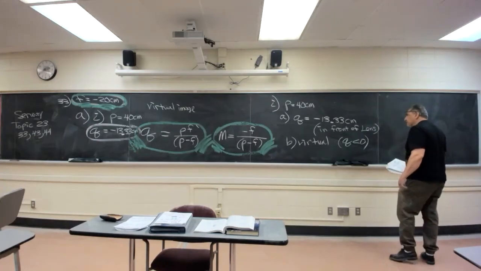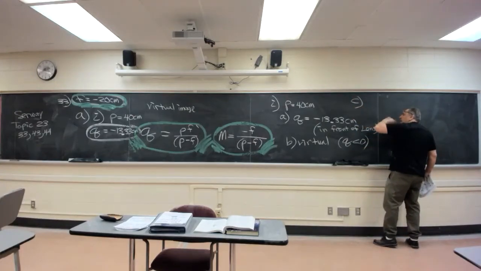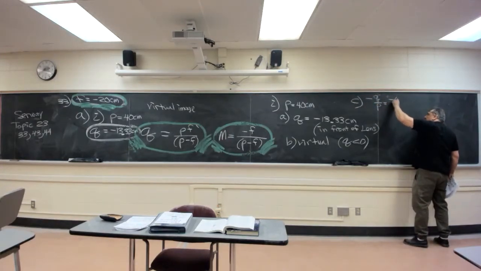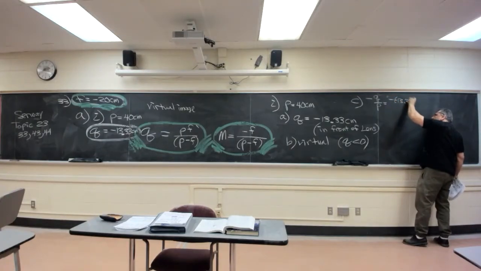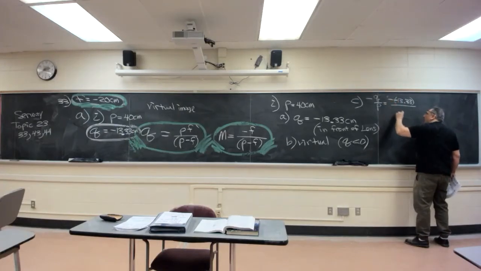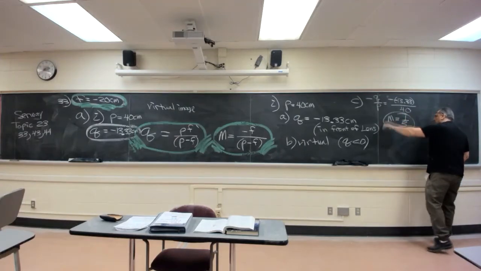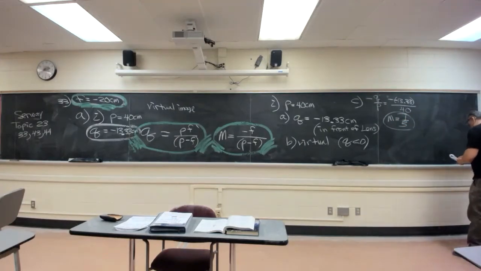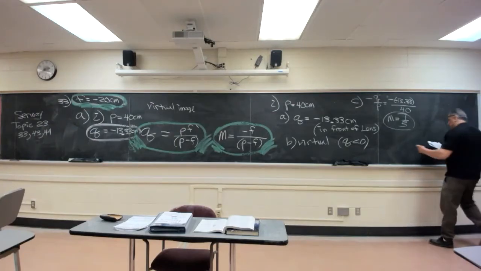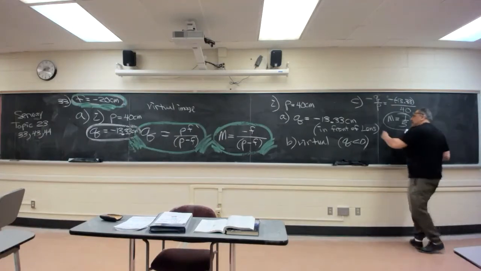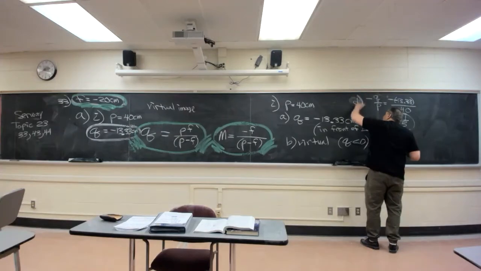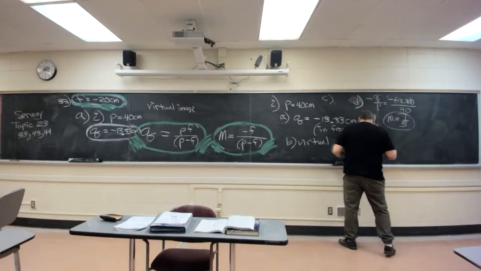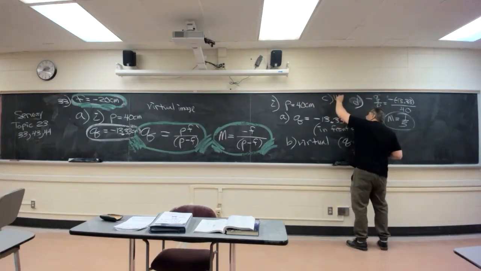C, the magnification is negative Q over P. The opposite of negative 13.33 over 40, the opposite of a negative is positive. At the end of the day, the magnification is 1/3, so it's upright. A positive magnification means it's an upright image. That would be D. Like I said, there's a whole alphabet soup here, guys, but let me put C right here then. C is upright, though it's still virtual.